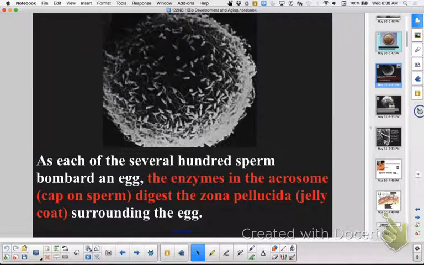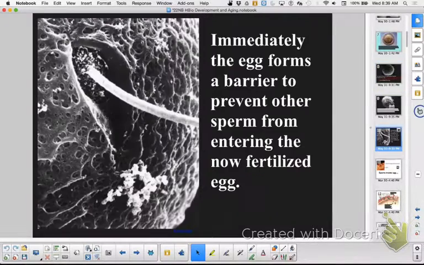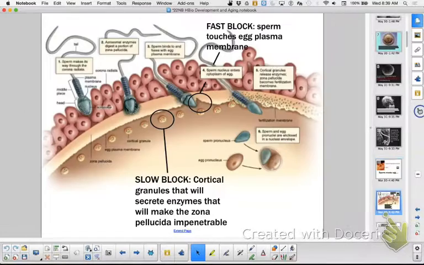Does anybody remember what the jelly coat's name is? Zona pellucida. What's the little beanie on the sperm cap? Acrosome. So you use the acrosome to digest the zona pellucida. The sperm and the egg nucleus join, and then they form a diploid zygote. We went through that last class period.